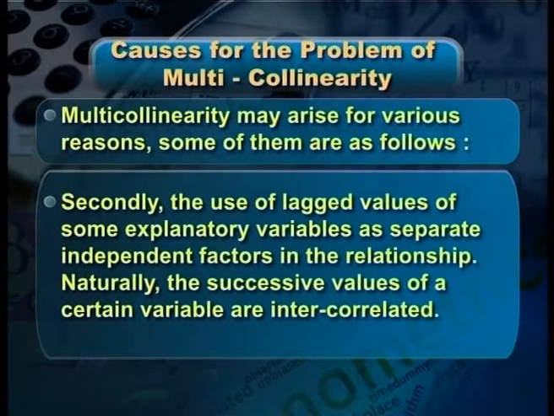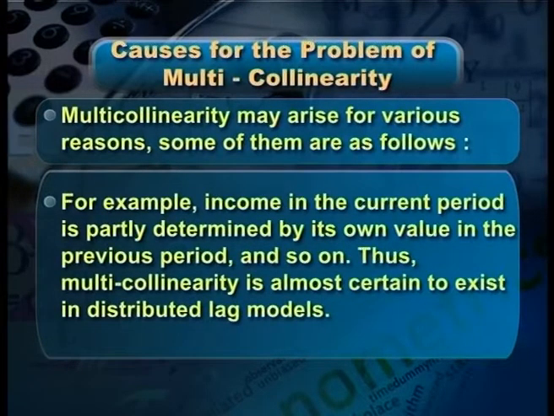Naturally, the successive values of a certain variable are intercorrelated. For example, income in the current period is partly determined by its own value in the previous period, and so on. Thus, multicollinearity is almost bound to take place in distributed lag models.